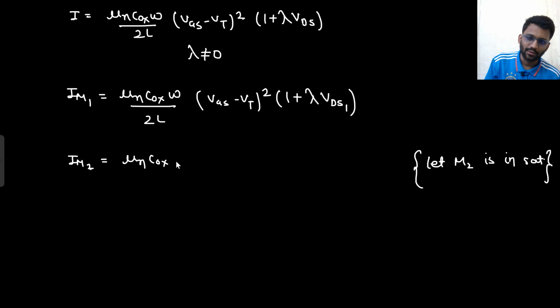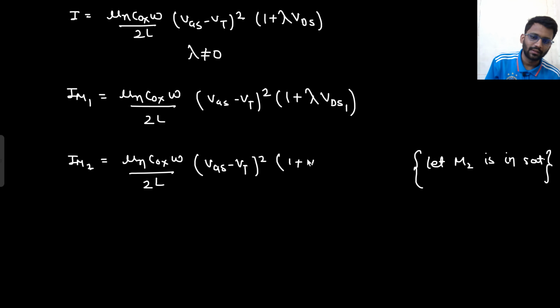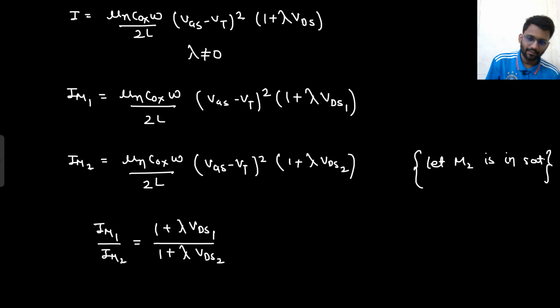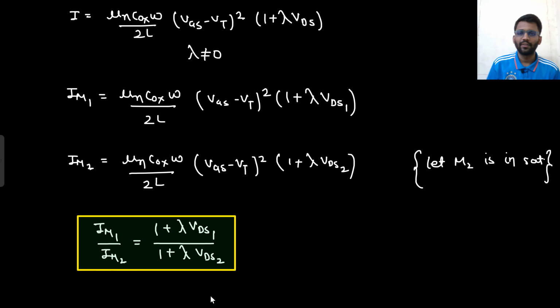So I_D2 = (1/2) mu n Cox (W/L) (VGS minus VT) whole square into (1 plus lambda VDS2). If M2 is not in saturation, this equation will not be valid. So I M1 divided by I M2, what would that be proportional to? Previously it was equal to the W by L ratios, but here it would be equal to the W by L ratios, also 1 plus lambda VDS1 and 1 plus lambda VDS2. This and this will be cancelled. This complete will be cancelled. Now only 1 plus lambda VDS1 divided by 1 plus lambda VDS2. That's it. This is the relation between I M1 and I M2.